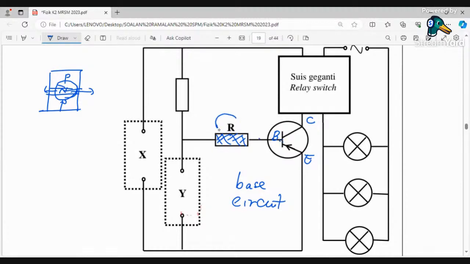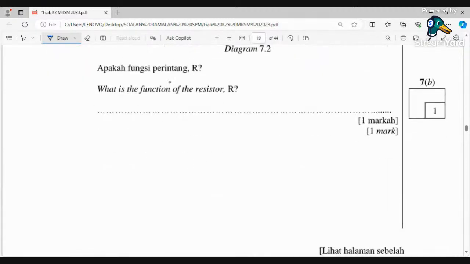So what we put here, some of the work done will be used by R. Okay, some of the current, ataupun some of the voltage, is used to overcome resistance R. So the value of current IB will become small, to limit the base current, so that the transistor is not spoiled.